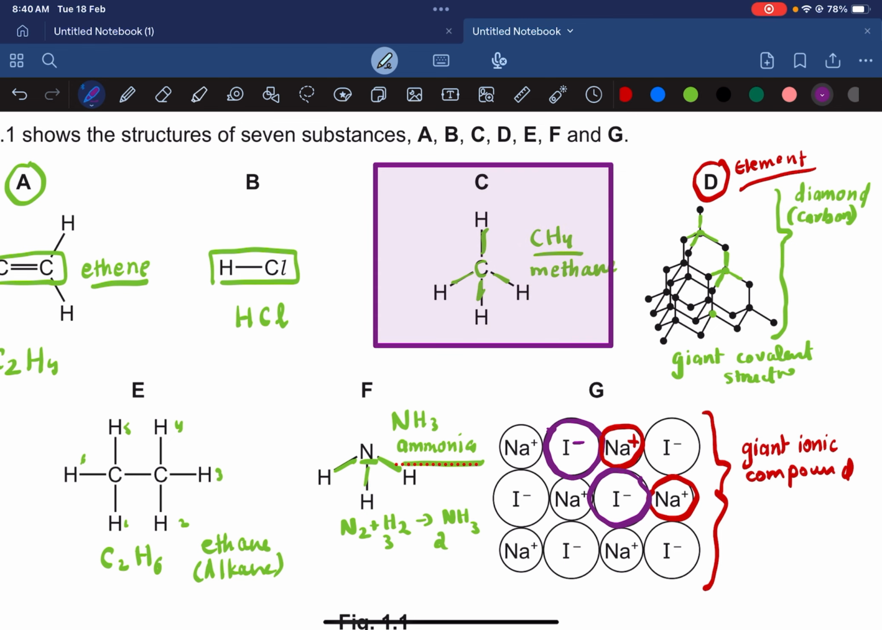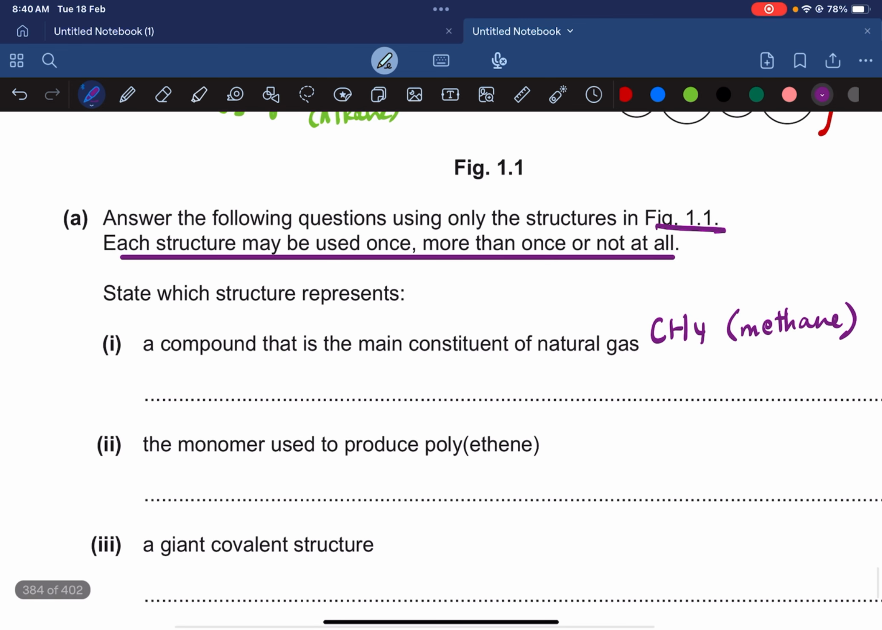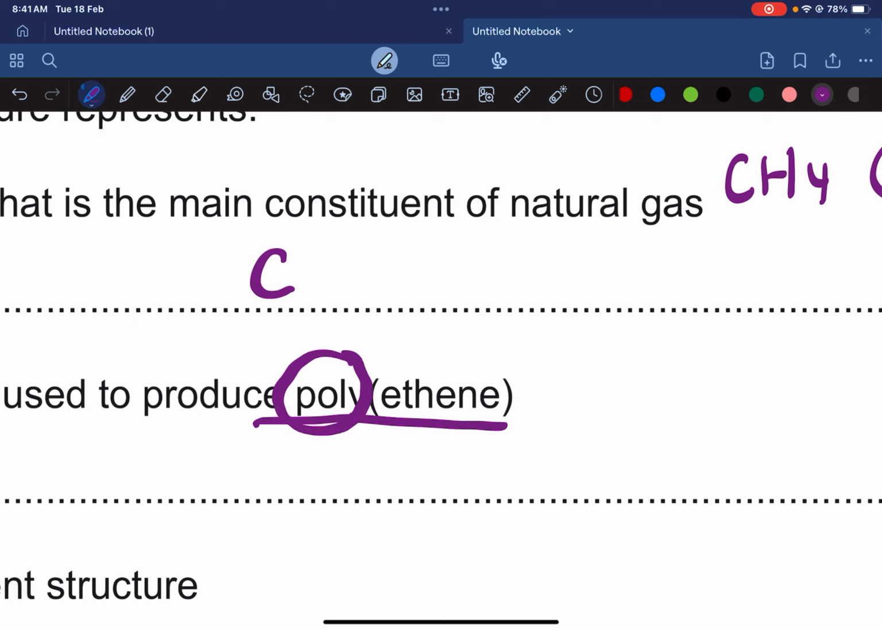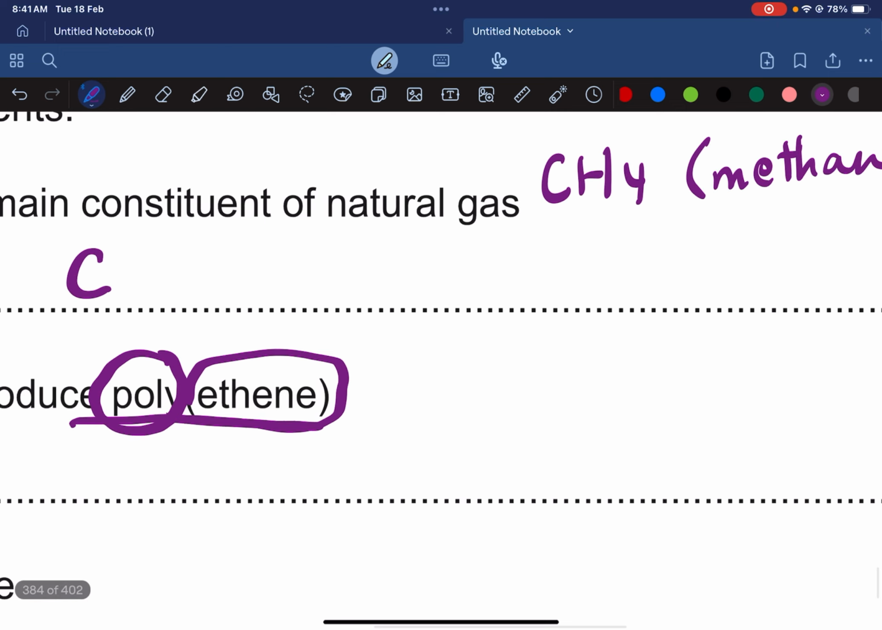This one right here is methane, so that's going to be part C. The monomer used to produce polyethylene. Okay, the poly part represents that it's a polymer, and ethene tells us that the monomer used to make it is ethene. For example, I have polystyrene.